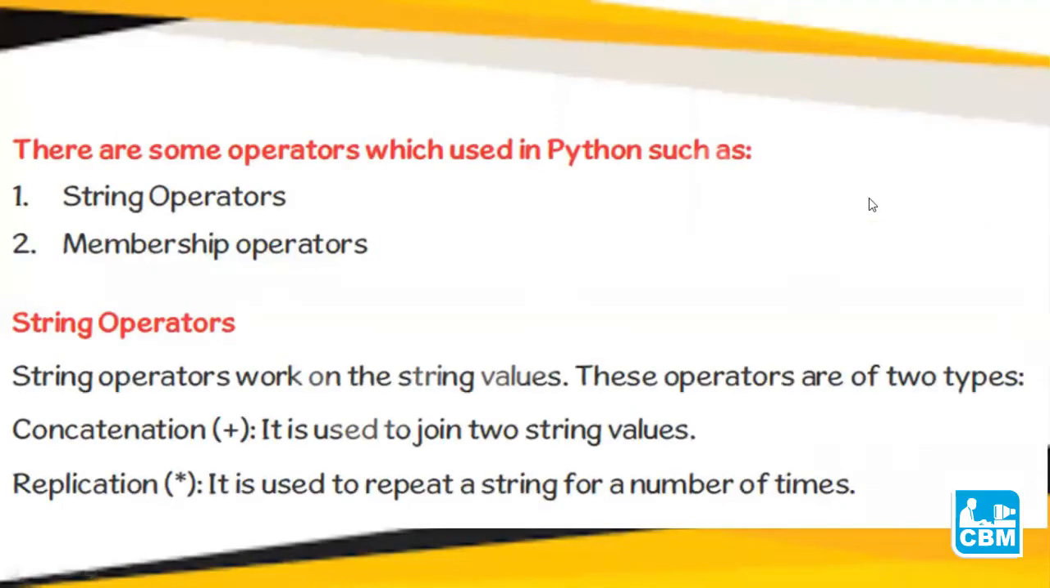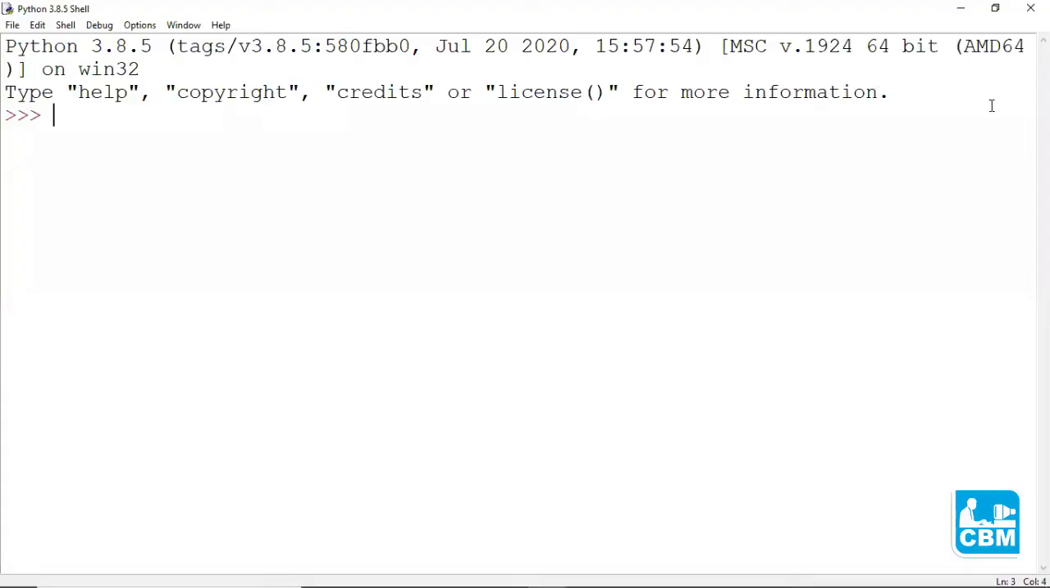Some of the operators that are used in Python are string and membership operators. The string operator works on the string values. The string operator can be classified as concatenation and replication operator. The concatenation operator is used to join two string values, while the replication operator is used to repeat a string for a number of times. Let's see how the concatenation operator works.